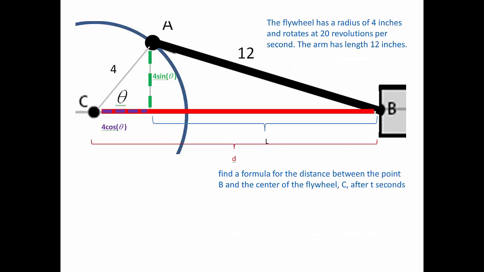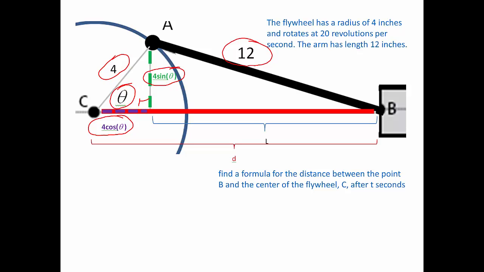We know the radius of the flywheel is 4 inches. We know that the arm is 12 inches. And I've gone ahead and put an angle in here. And once that angle's in there, I have a right triangle. And I can label the vertical side of that right triangle 4 sine theta. We know that from all our trig so far. And the horizontal side 4 cosine theta.